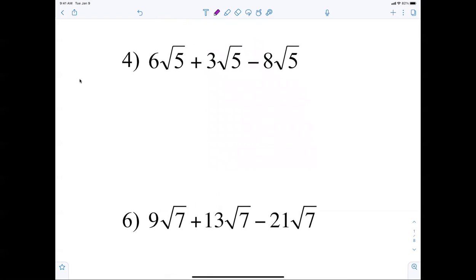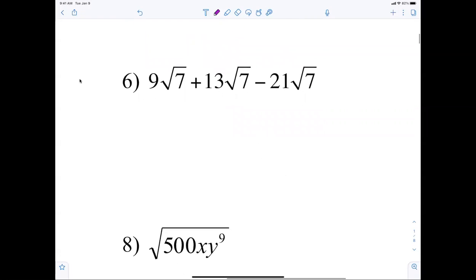Six radical 5 plus 3 radical 5 minus 8 radical 5. Radical 5, correct? Because 6 plus 3 is 9, 9 minus 8 is 1. Number 6. What are we thinking? 1 radical 7. Yeah, 1 radical 7. Wait, yeah, just radical 7. Anybody have any issues?